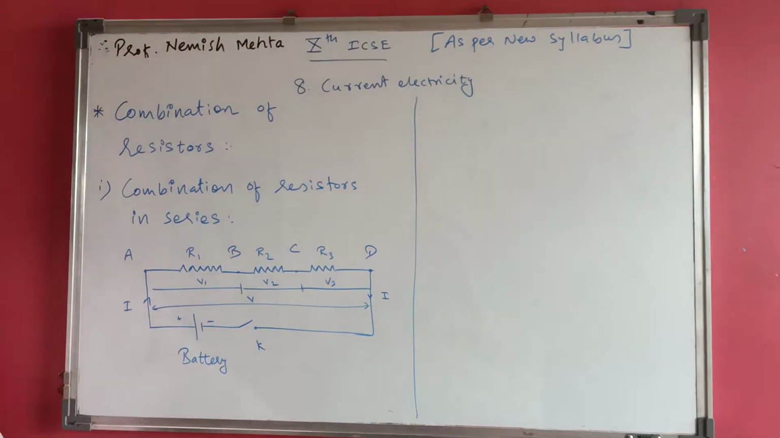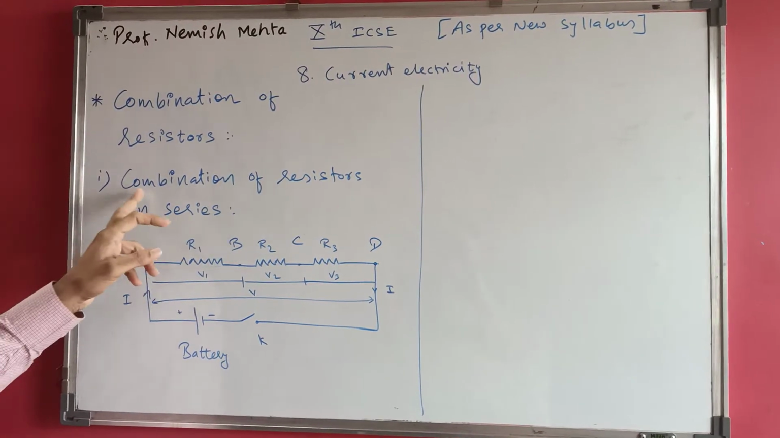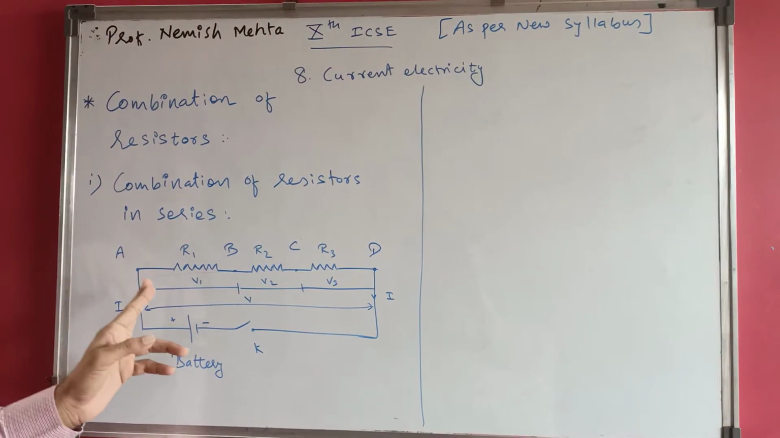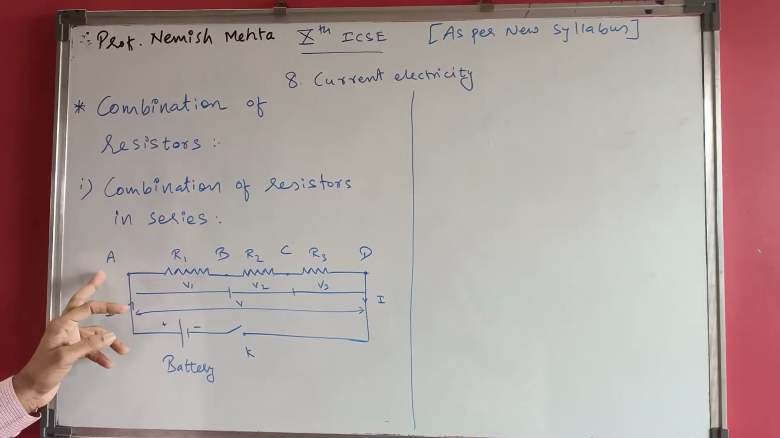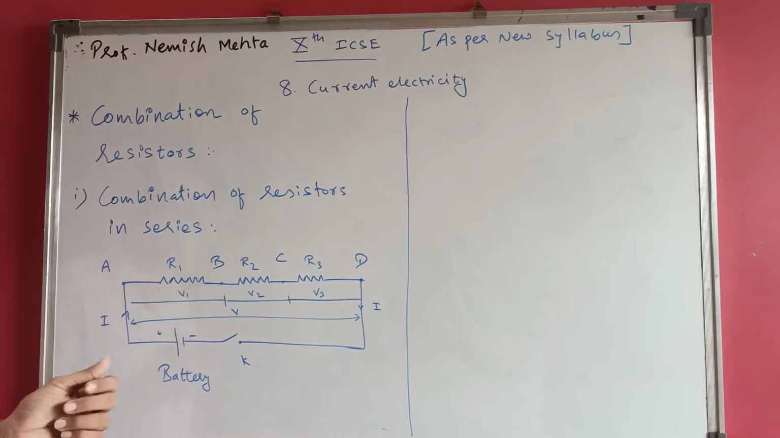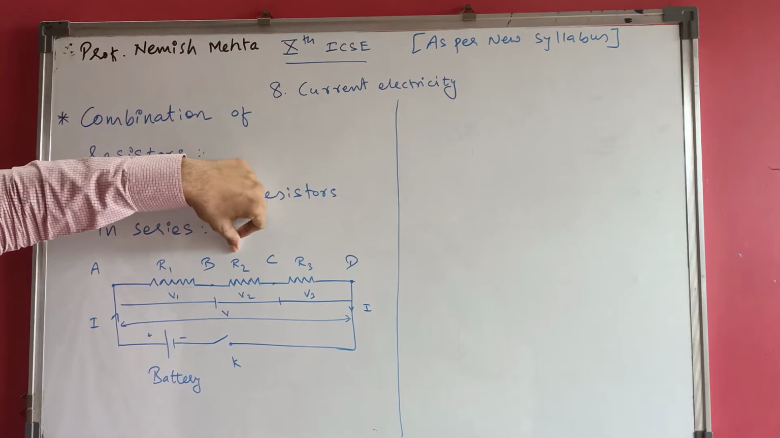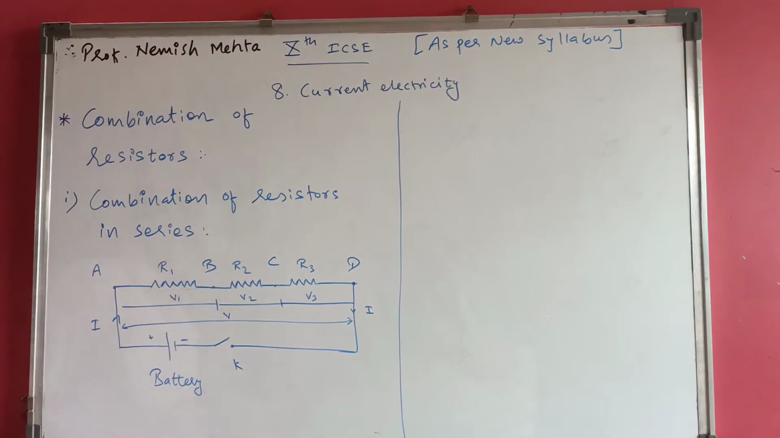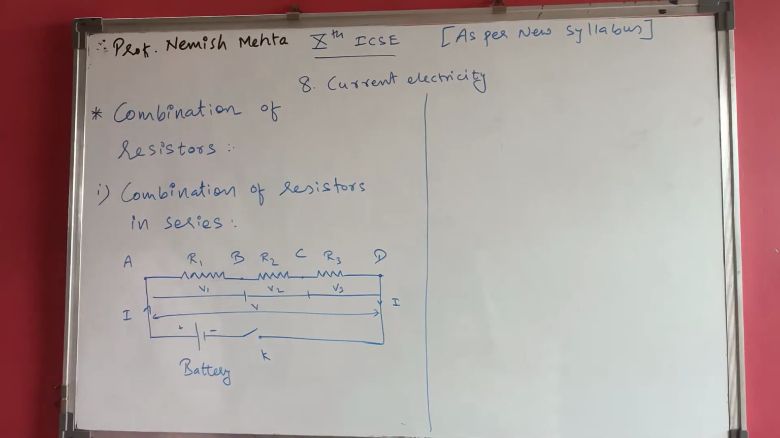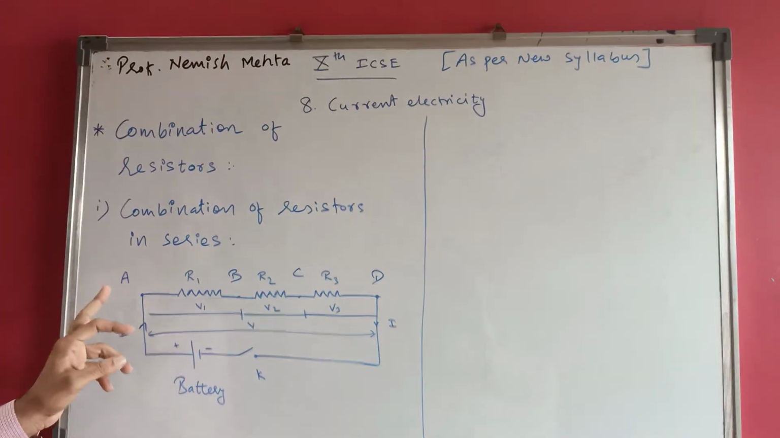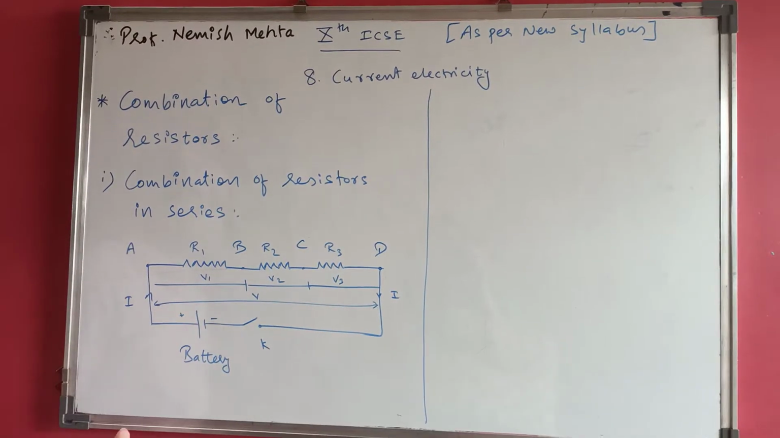This is the diagram. First we are on the series combination of the resistors. Now we have three resistors here, R1, R2, R3. We have 4 points, A, B, C and D. Between A and B, it is the R1 resistance whose potential difference is V1. Between B and C, this is R2 resistance whose potential difference is V2. Between C and D, it is R3 resistance whose potential difference is V3. Between A and D, the potential difference is V. Total potential difference is V.